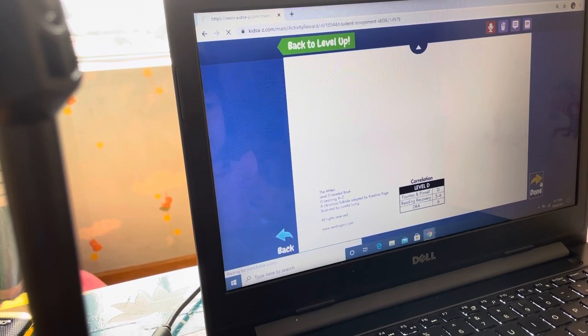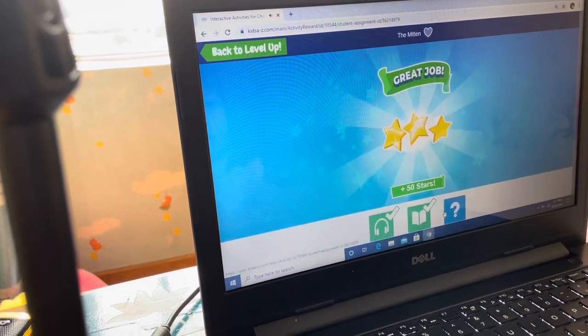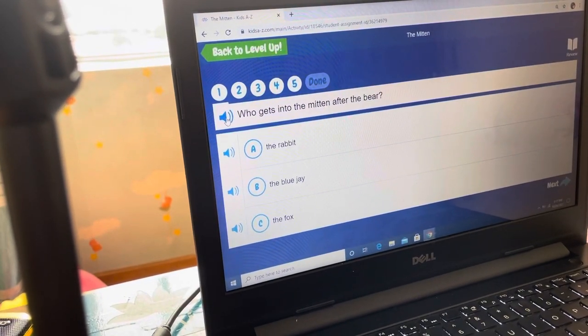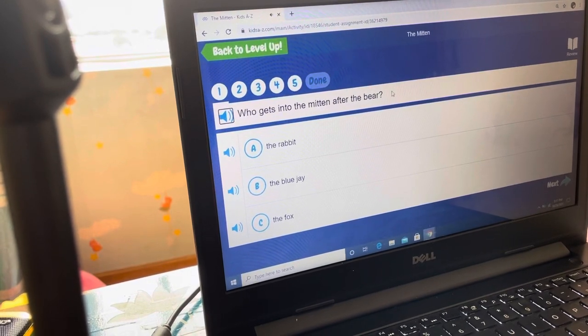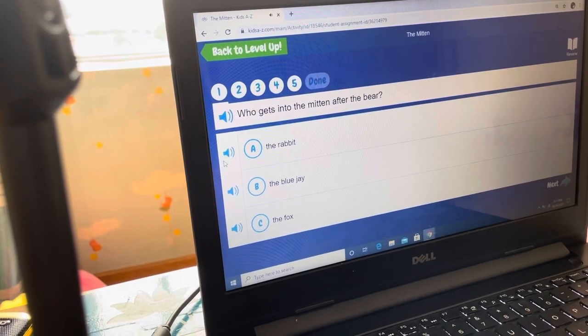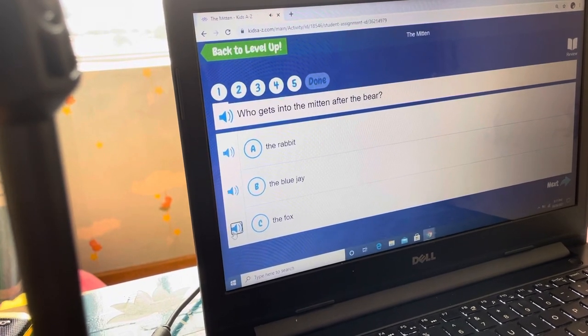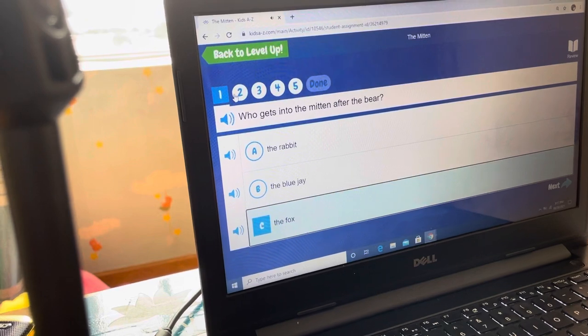Now, I do the quiz. Good job. Listen first. Who gets into the mitten after the bear? The rabbit. The blue jay. The fox. The fox.